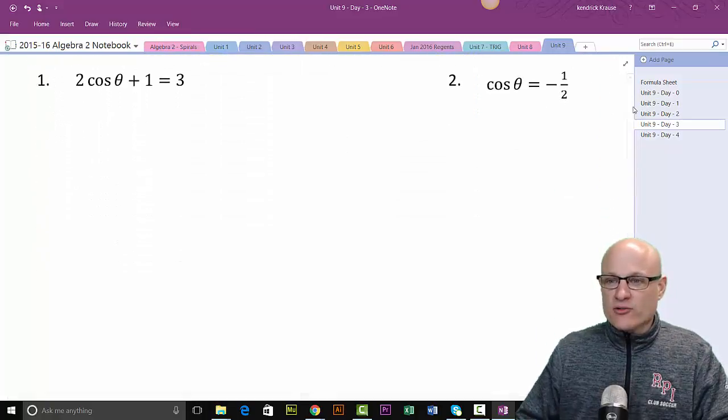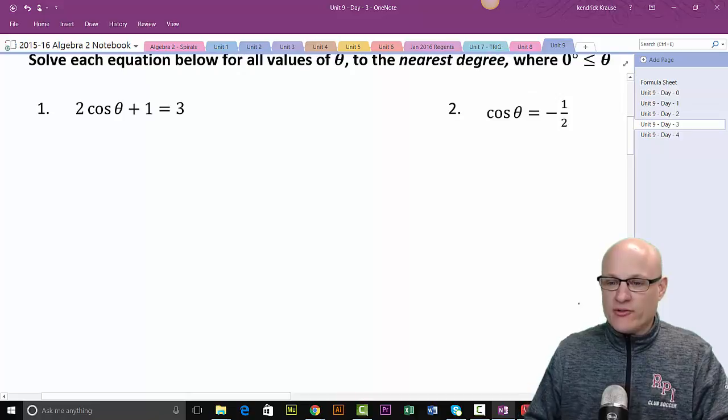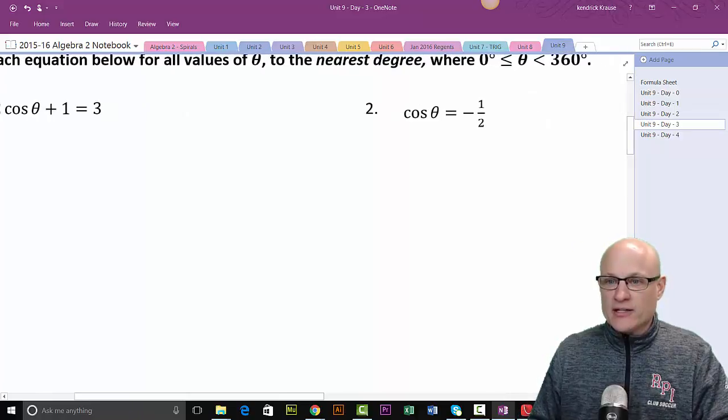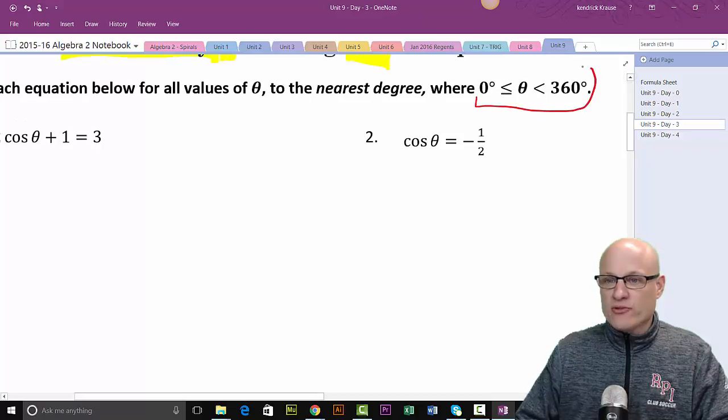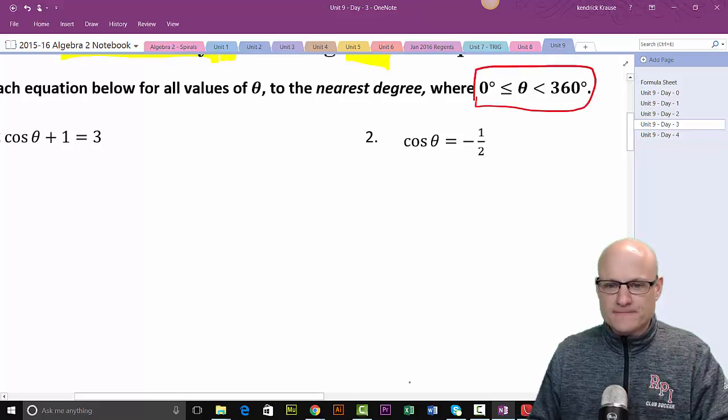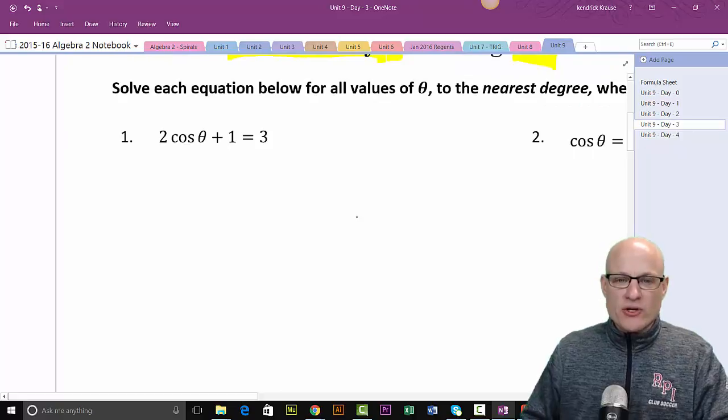All right, let's look at the directions. The directions here say between 0 and less than 360 degrees. See it right there? So we can't use 360 based on these directions. All right, so here we go.